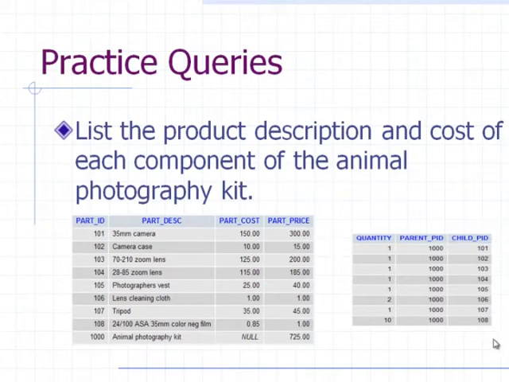You have 8 children product IDs. So you have this list of 8 children product IDs. Using this list, come back to this product table, and you will find the part description and the cost of each component.